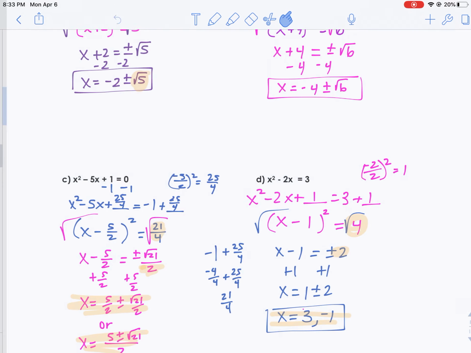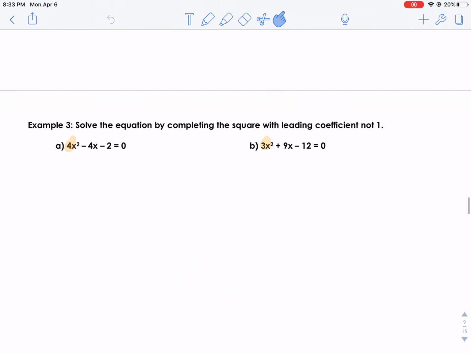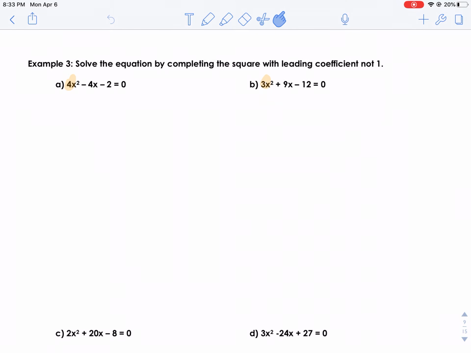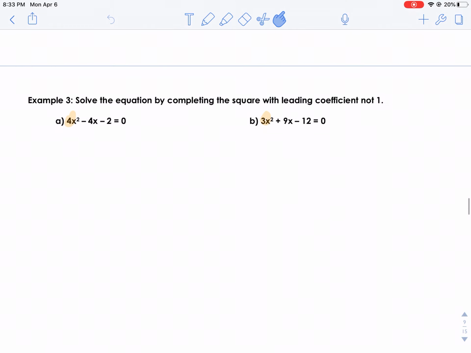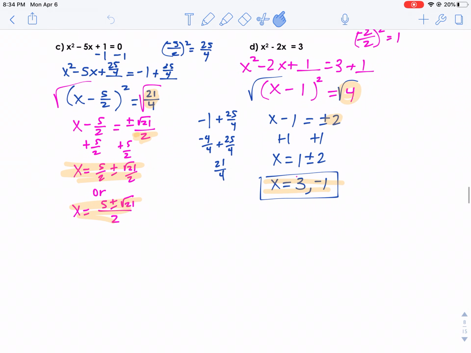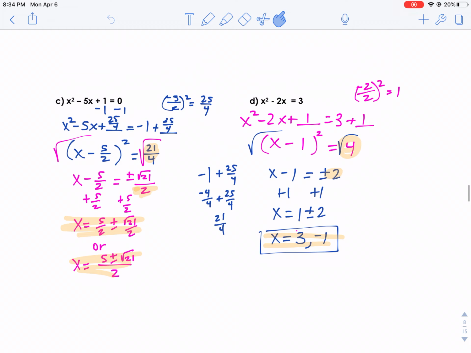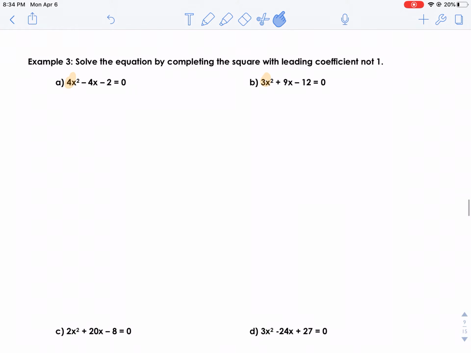Okay, for today what we're going to look at is completing the square when the leading coefficient is not 1. So this process of completing the square, taking that b value and cutting it in half and then squaring it, only really works when that coefficient is a 1. So if it's not a 1, we need to make it a 1. Okay, so in number 4, we have 4x squared minus 4x minus 2 equals 0.